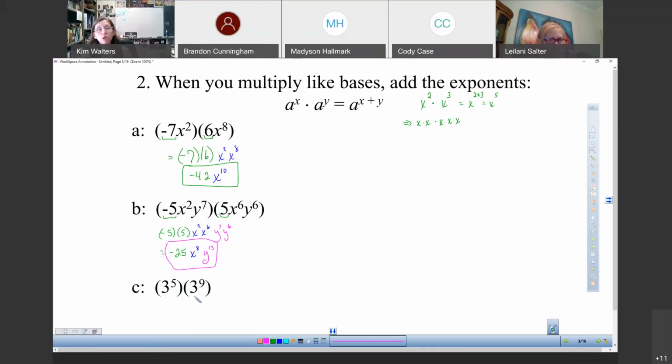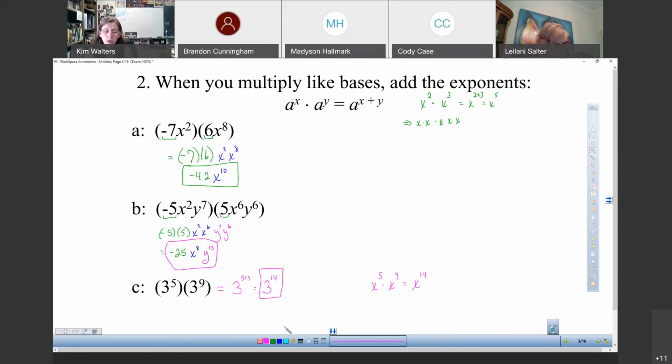So what I want to do is pretend these are like x's. So if I had x to the 5th times x to the 9th, this would become x to the 14th power. So if I have 3 to the 5th and 3 to the 9th, then this is going to be 3 to the 5 plus 9 power, which is the 3 to the 14th power. And that is a lovely answer.